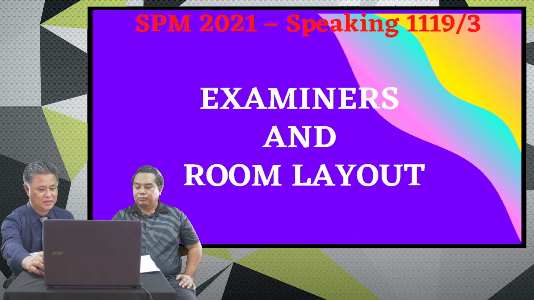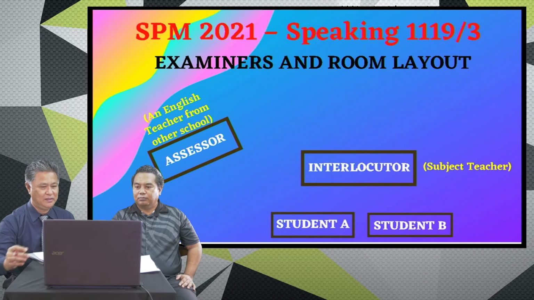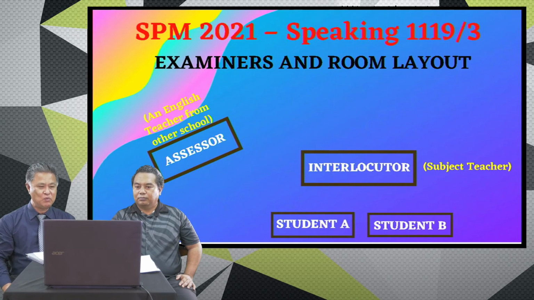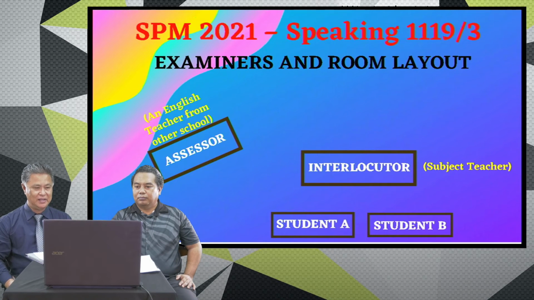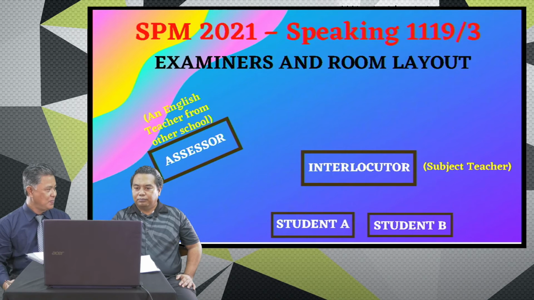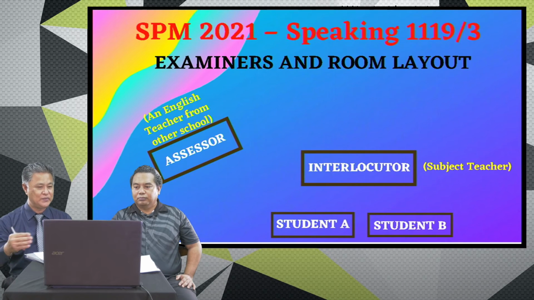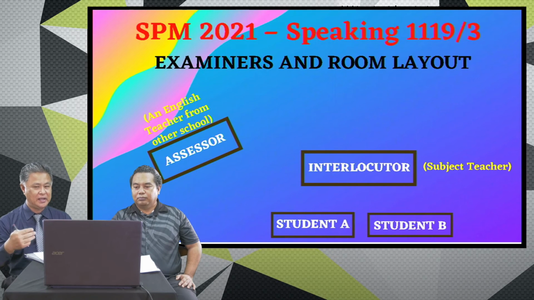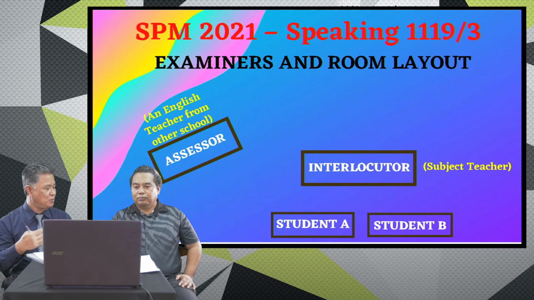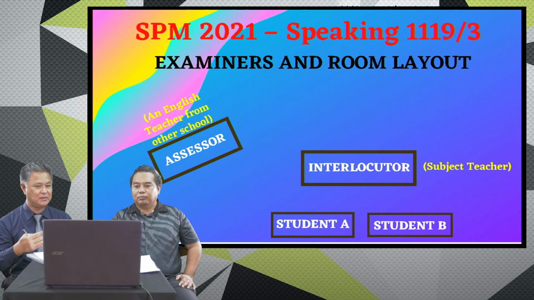Okay, we have number one, the assessor. The assessor is an English teacher from another school or another center. Obviously an English teacher, and we believe he or she is going to be appointed by the JPN, by Jabatan, or the Sektor Penilaian dan Pemeriksaan.